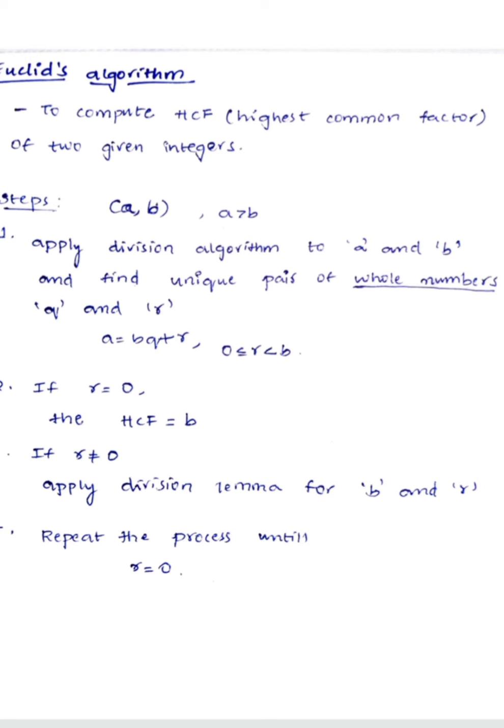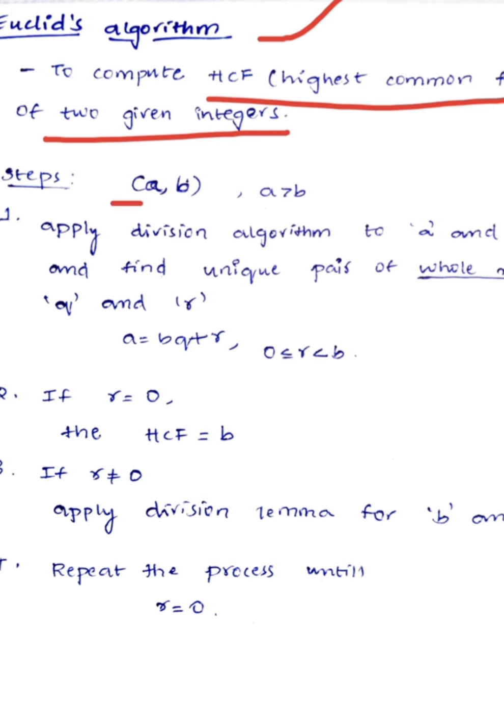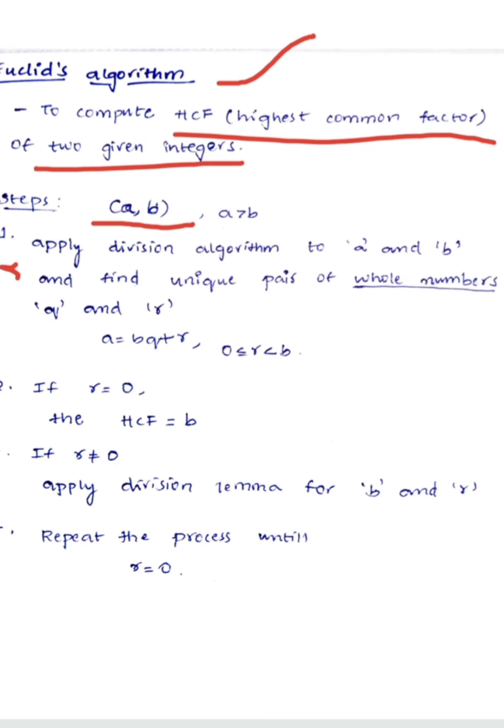Now here is another concept, that is Euclid's algorithm. It is used to find the HCF of two given integers. It follows a step-by-step process. Here are those steps. Let us consider that the two given integers are a and b, and assume that a is greater than b. In the first step, we apply the division algorithm to a and b and find the values of q and r.